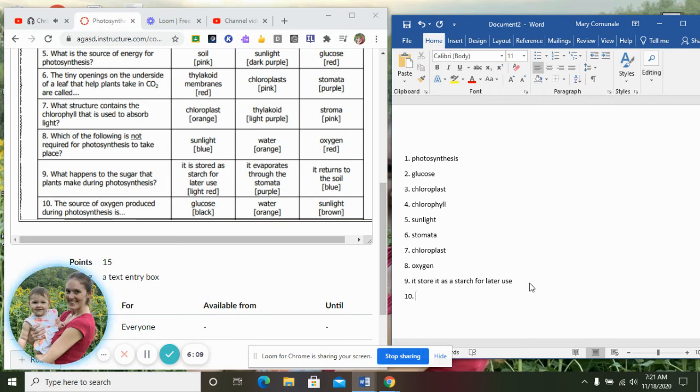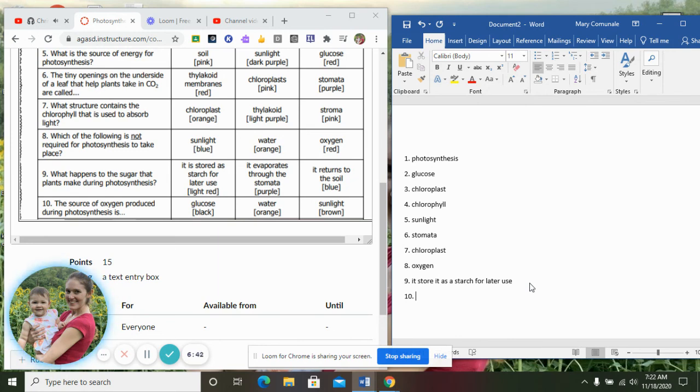The source of oxygen produced during photosynthesis is glucose, water, or sunlight. Well, you're not going to get oxygen from sunlight, otherwise we wouldn't really need plants for that. Glucose, chemically speaking, is C6H12O6, but that's produced at the end, so you couldn't produce oxygen from something that is produced.